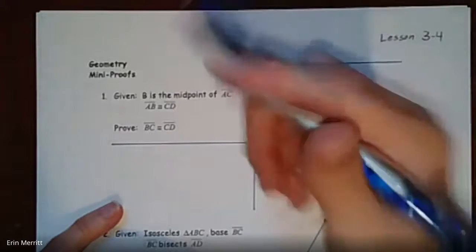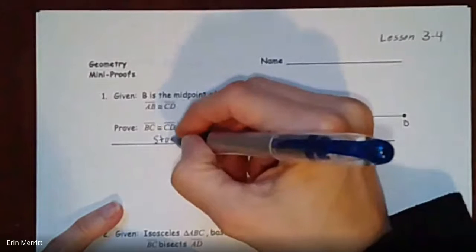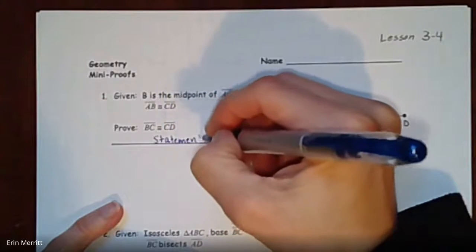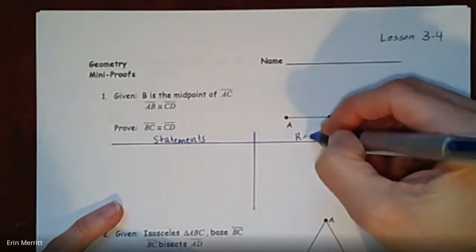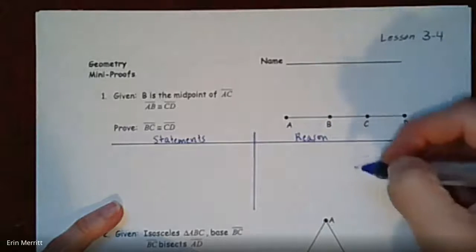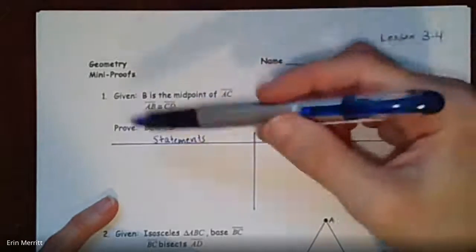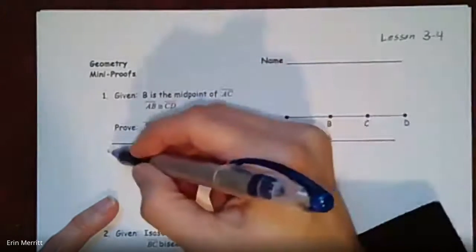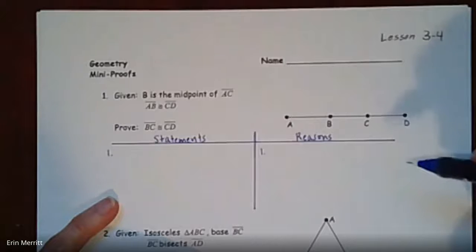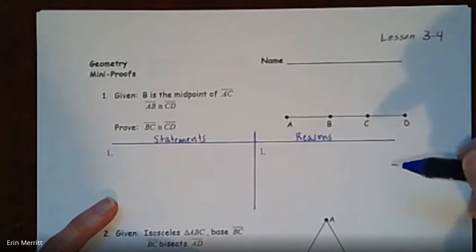But what you want to remember is that left-hand column, this is always the statements. And then the right-hand column is always the reasons why you're allowed to say what you did. All right. So each of these is only going to be a couple of steps, hence why they're little mini proofs, but it gives us a chance to practice all the reasons on our reason sheet.